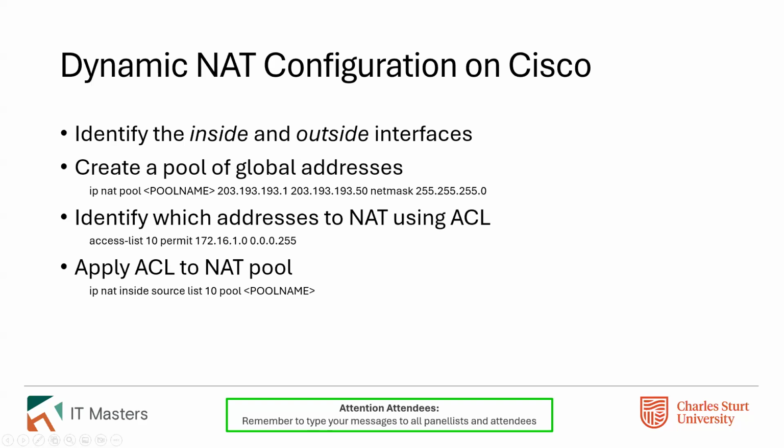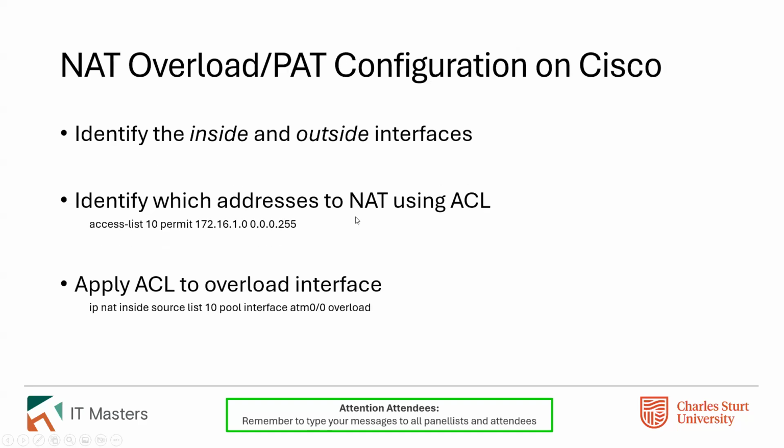Now the form that you're more likely to use at home: you identify the inside and outside, same as you did for the previous two. You create an access list that describes your internal network. In this case, we're using the /24 that is 172.16.1.0. And then all we do is ip nat inside source list 10. This is source list 10 here, access list 10, with a pool of the interface. So we don't actually have a pool; we've only got one address. We tell it which interface we're getting that from.